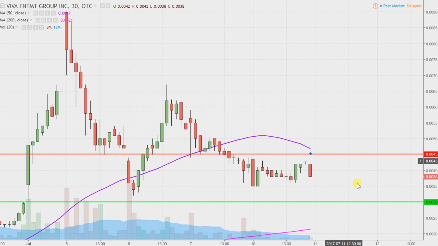So 0045 there. Another area that you could use as resistance, kind of whatever floats your boat, is that purple line there, which is the 50-period simple moving average. And this is based on, again, that foundational rule. The 50-period was an area of support, but now that the price has broken down below it, this would be considered an area of resistance.